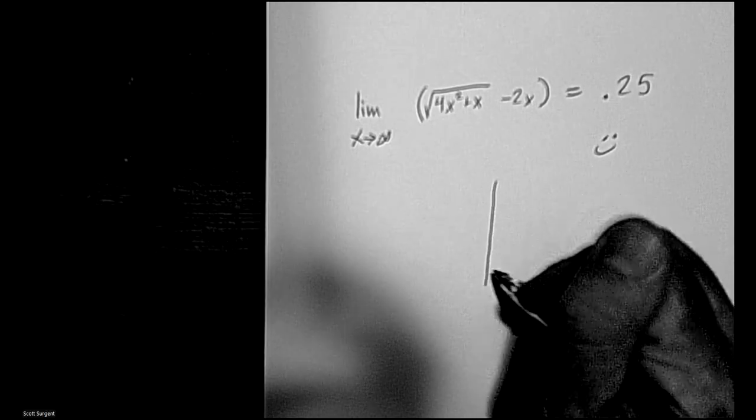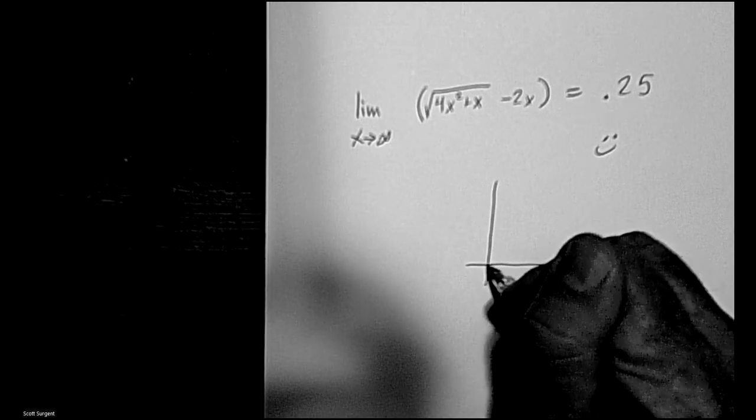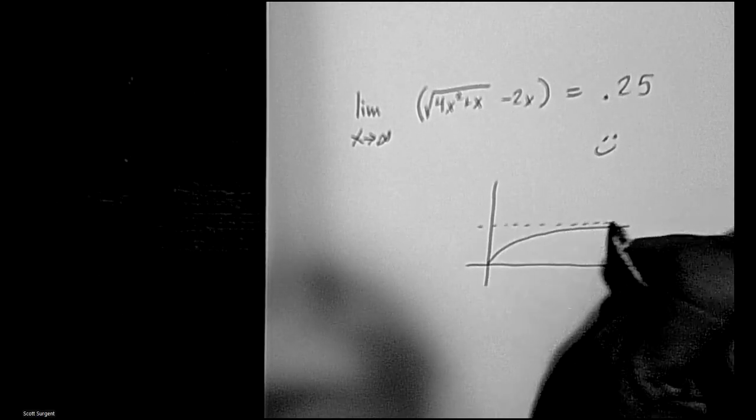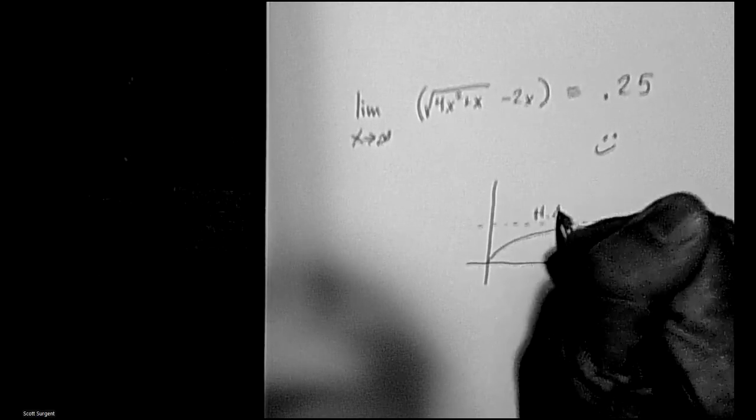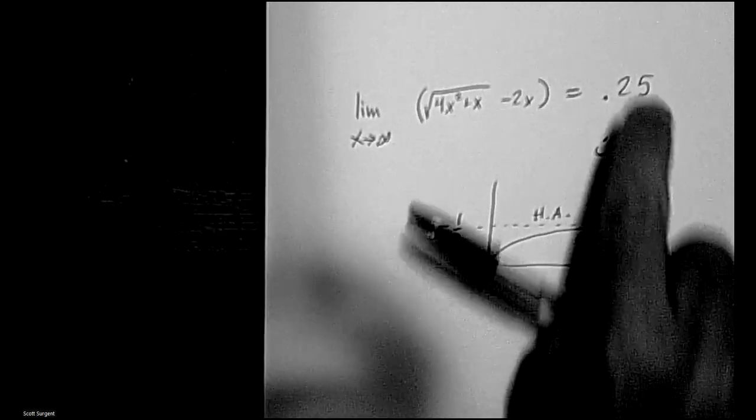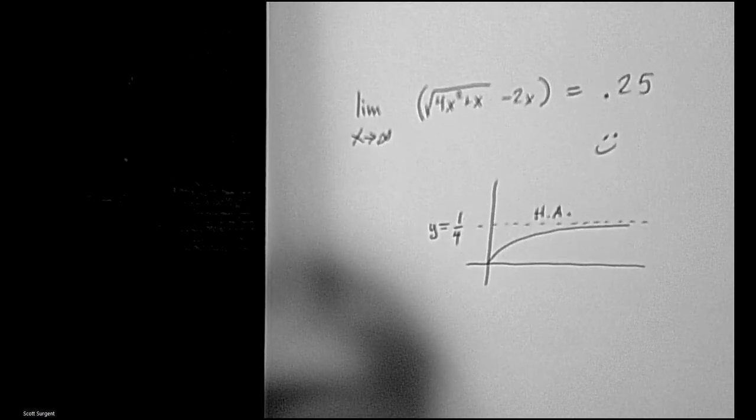But more importantly, this is a conceptual thing. The graph is leveling off. What you have here is what's called a horizontal asymptote. And the horizontal asymptote is at y equals 1/4, which is 0.25. So please feel free to use that. That is a perfectly good, useful tool to determine certain limits. I'm totally cool if you want to do that.